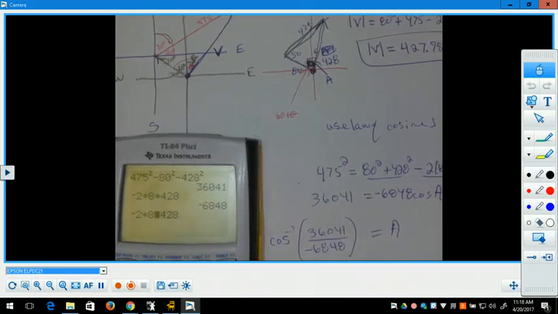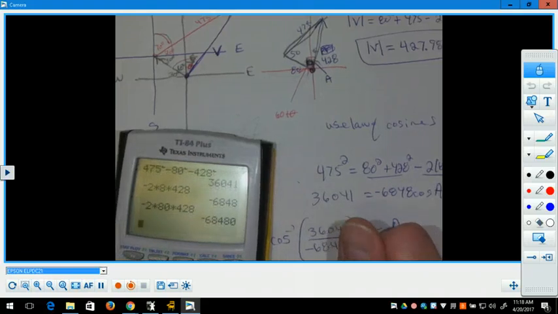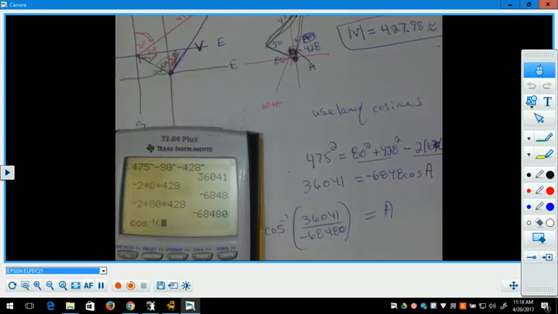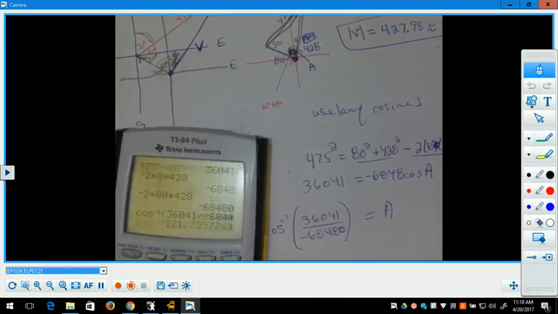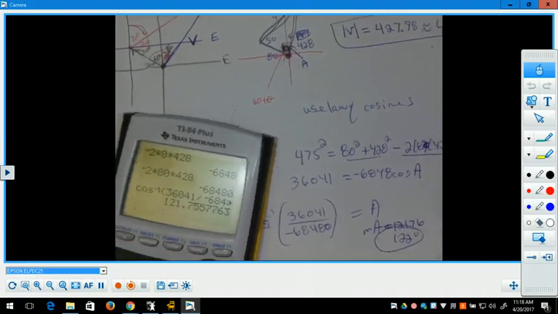Negative 2 times 80 times 428 is negative 68,480. There's my error. Cosine inverse of 36,041 divided by negative 68,480, we get an angle of 121. Right, the measure of angle A is 121.76, so roughly 122 degrees, to the nearest degree.